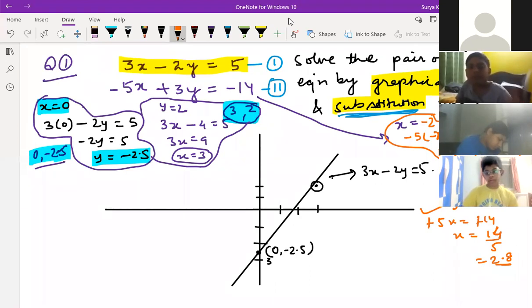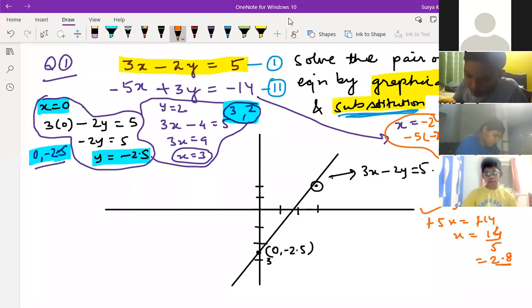Sir, here we have kept x is equal to minus 2, sir. Then we got y as 8, sir. So minus 8. Yes, sir, minus 8. So then we can keep the next equation as y is equal to minus 8. Then we will get x as minus 2. It is better, I think, sir. See, you get the same point.